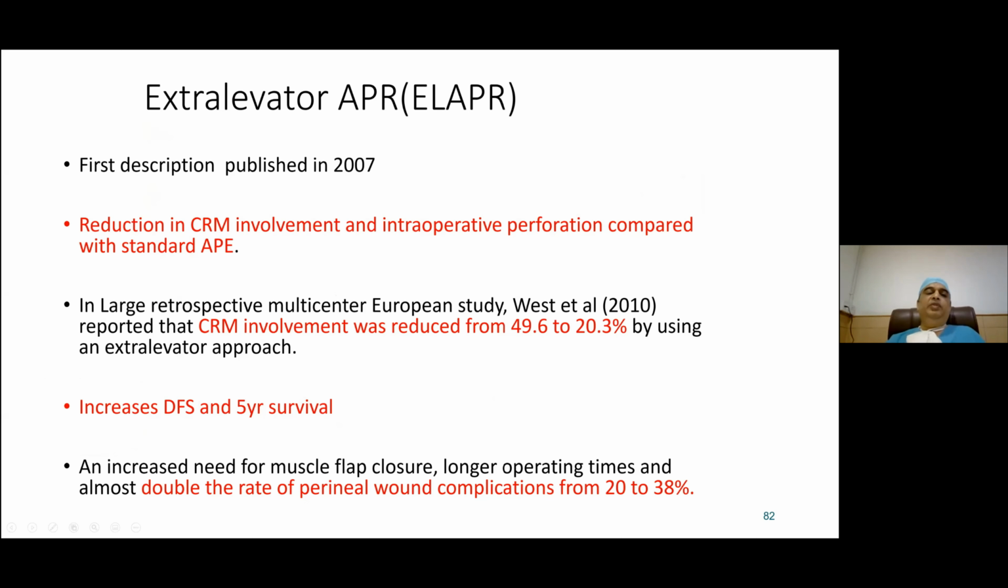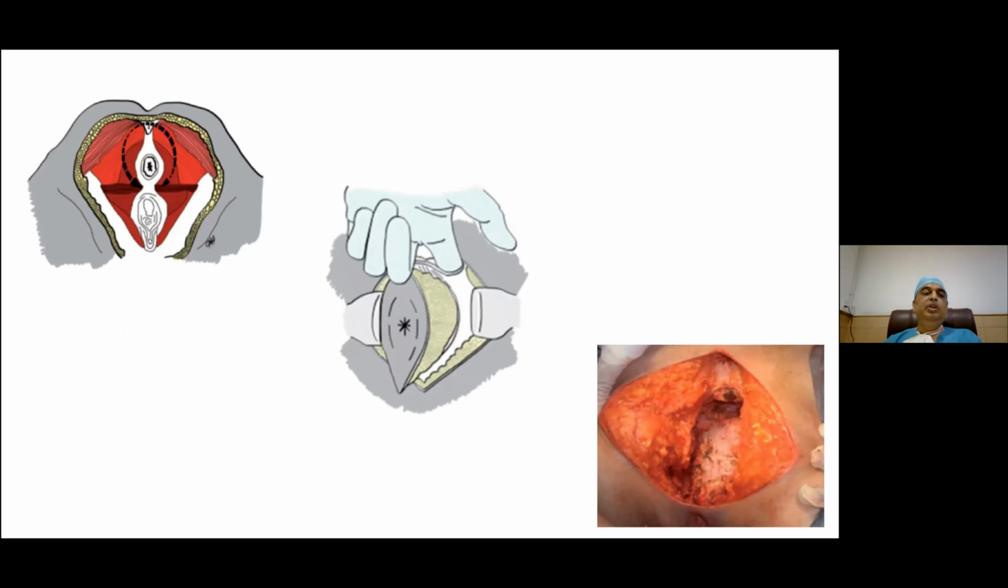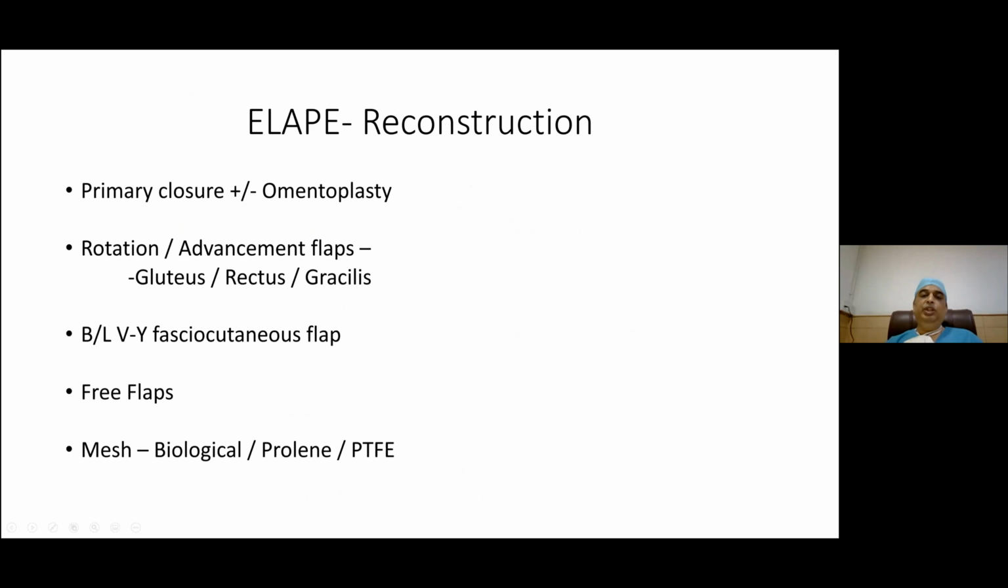So extralevator APR was described in 2007 because it improved the CRM positivity rate, and tumor perforation as well as recurrence rate were decreased, and the DFS and 5-year survival improved with this. Usually it is done in the jackknife position because then you have better access, and you might need to excise the coccyx to get better access. The drawback remains that you need to reconstruct. But with the availability of biological mesh, we have been using biological mesh or a fasciocutaneous flap to reconstruct. You can do it very easily.